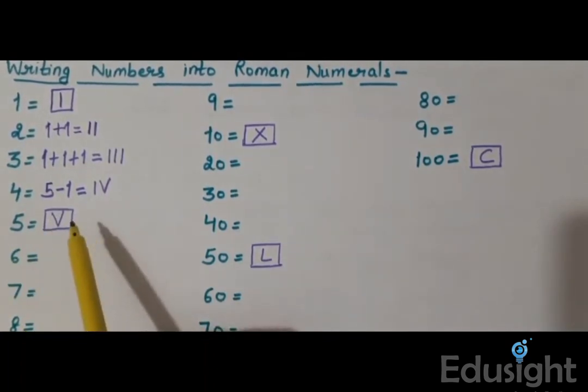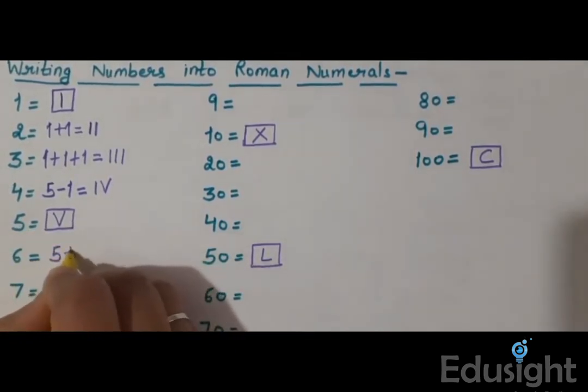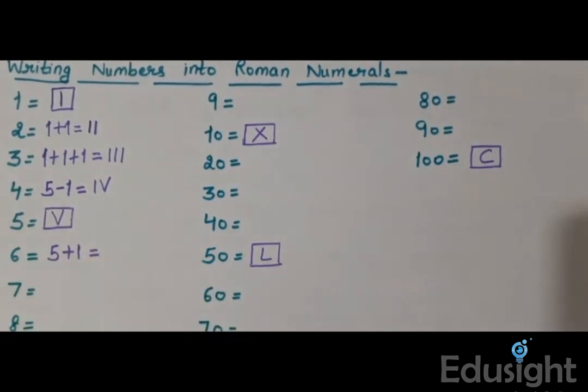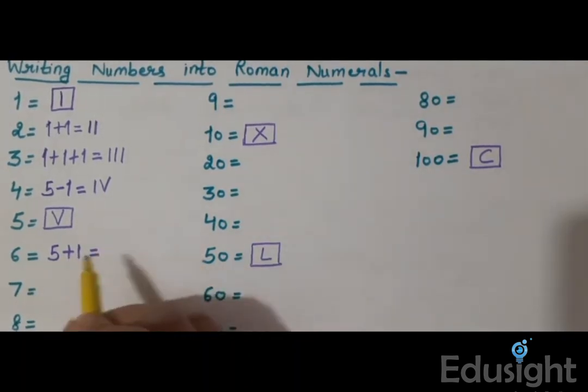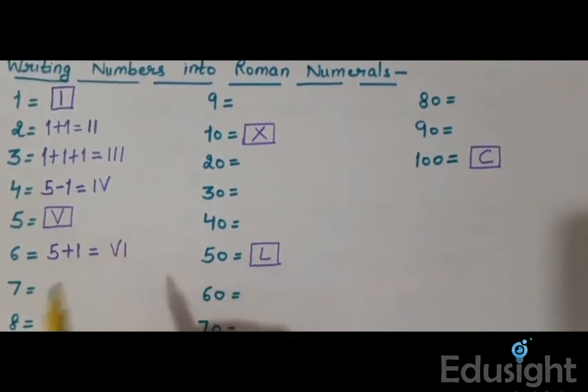5 is done, it is fixed. 6. 6 can be written as 5 plus 1. Right, now addition is there. So we will write the symbol on the right hand side of the greater symbol. The symbol for 1 is I. I will be written on the right hand side of greater symbol V, which is 6, VI.